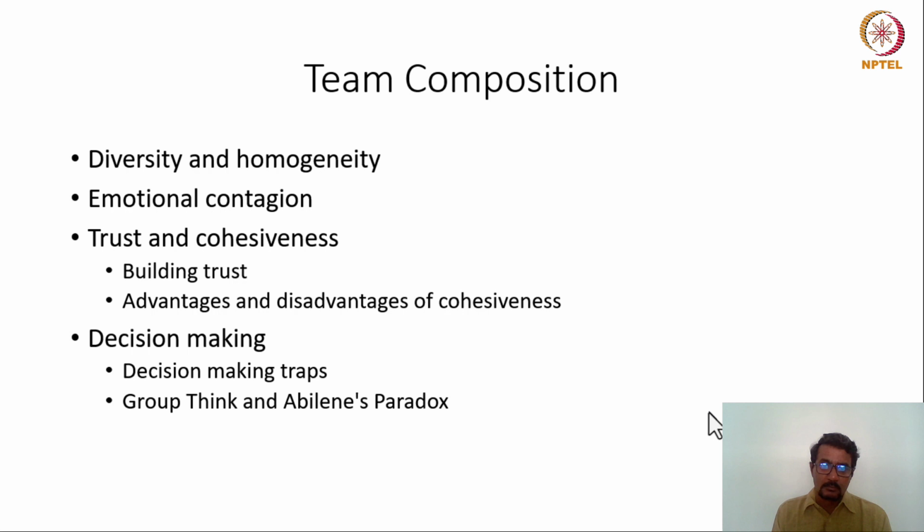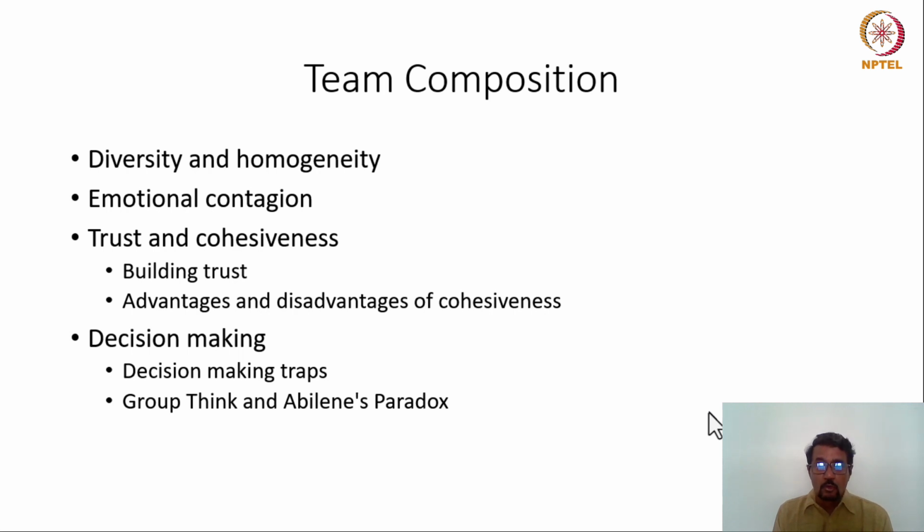That can be one, because they're all similar. They may focus on cohesiveness and compliance to the group norms. So newer ideas may not come out. And a very important negative aspect of cohesiveness is groupthink. Some of you would have heard of this if you have studied organizational behavior as a subject.